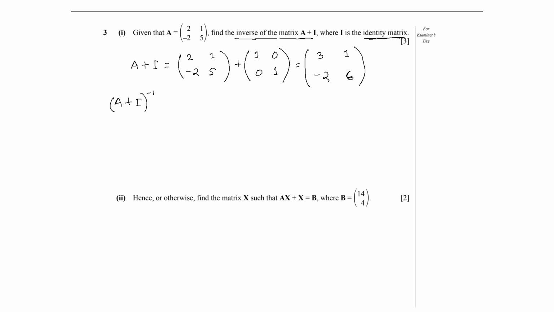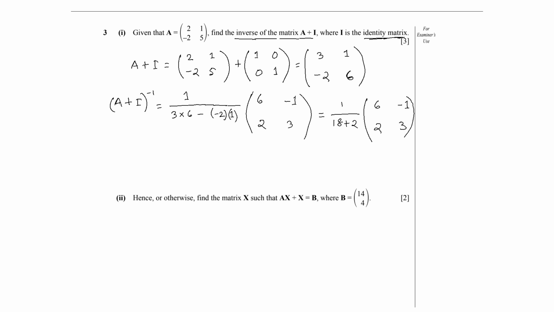Now let's clear this explanation and complete this math. So the inverse of A plus I matrix will be 1 over 3 times 6 minus 2 times 1 multiplied by swapping the values of first diagonal. We can write 6 here and 3 here. And for the second diagonal, it will be minus 1, and this will be positive 2. So, now moving on, this can be written as 1 over 18 plus 2 times 6, minus 1, 2, 3. 18 plus 2 is 20. So, our inverse matrix is 1 over 20 times 6, minus 1, 2, 3. Now, the first part of this question is done.